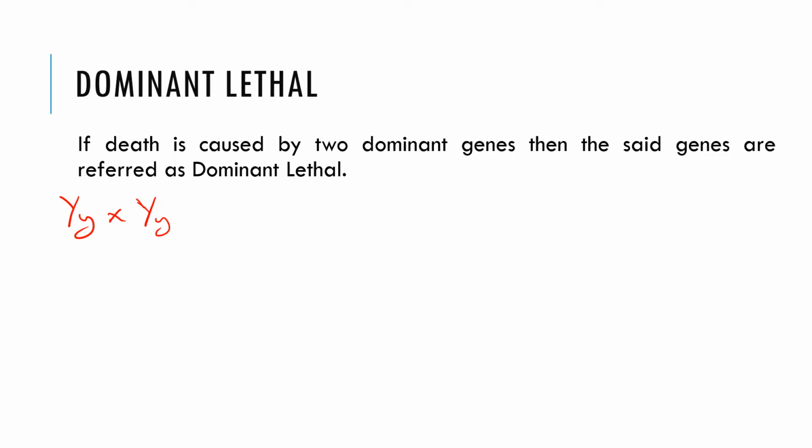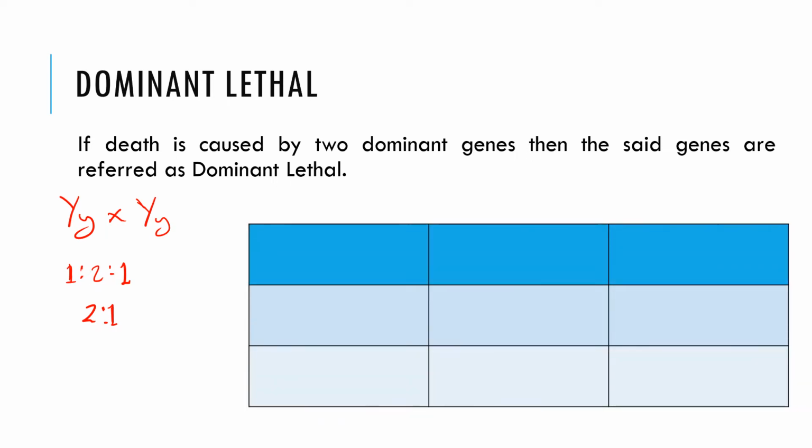And the ratio which we get, instead of 1 is to 2 is to 1, is an exceptionally different ratio, that is 2 is to 1. Now a Mendelian ratio is 1 is to 2 is to 1 or 3 is to 1. Normally, for example, if you make a Punnett square, let's say we take this as the male and over here the female.